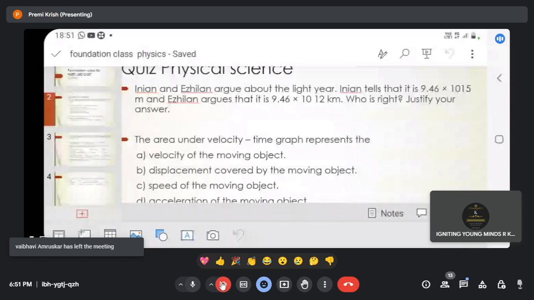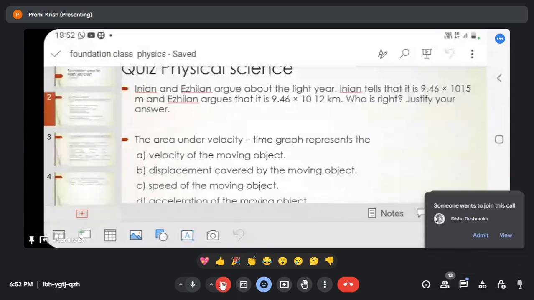So our first question: Inian and Elilan argue about the light year. Inian tells that it is 9.46 into 10 power 15 meter and Elilan argues that it is 9.46 into 10 power 12 kilometer. Who is right? Justify your answer.